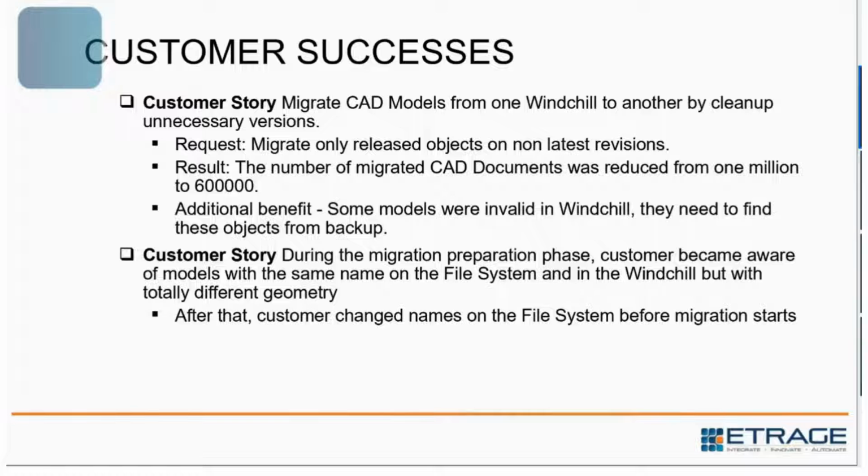In the second story, during the migration preparation phase, the customer became aware of models with the same name on the file system and in the target Windchill, but the geometry was totally different. And after that, the customer decided to change the names on the file system before the migration started. In that way, we avoided even the possibility of creating problems in the target Windchill, where we would try to connect models with the same name to some top level assemblies, but that are completely different and invalid.